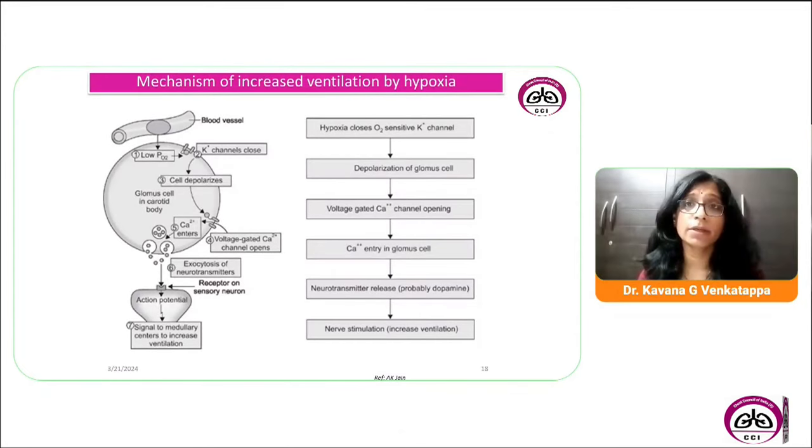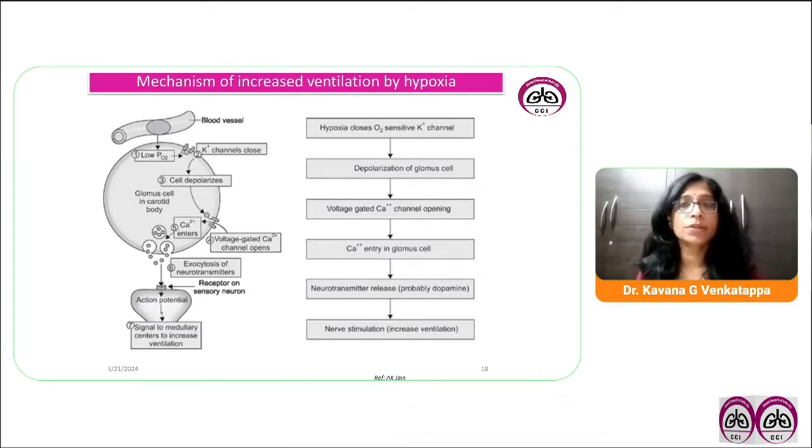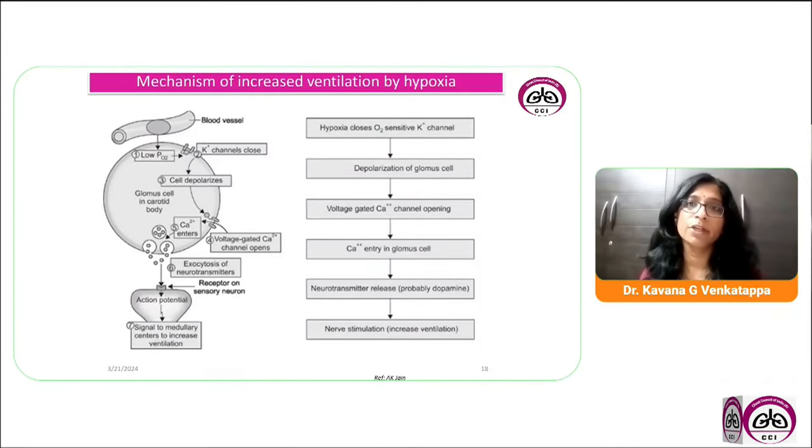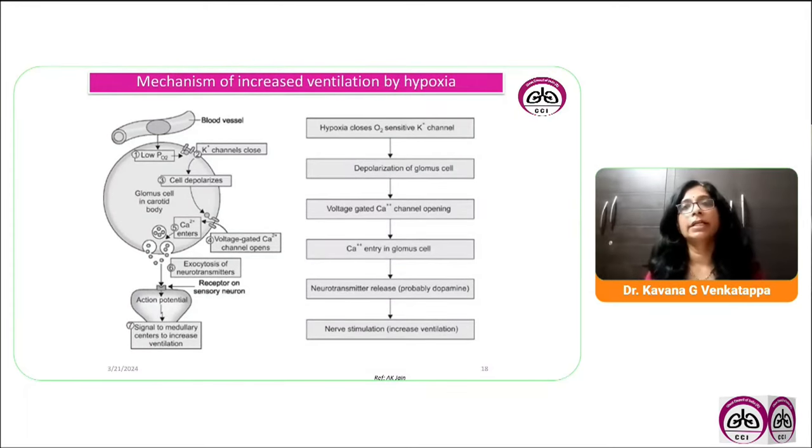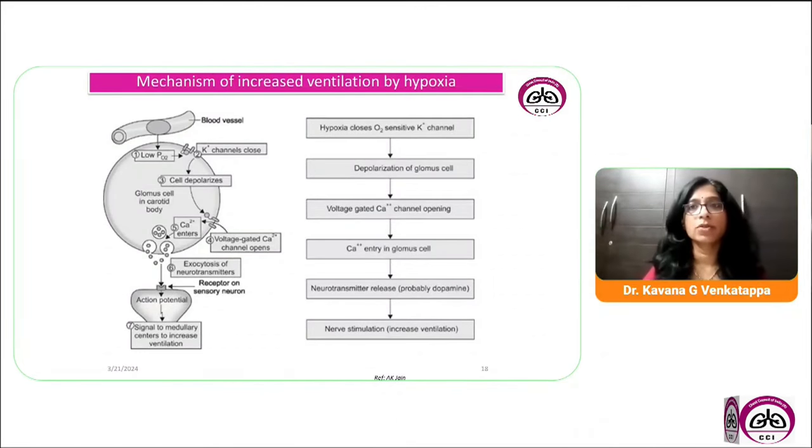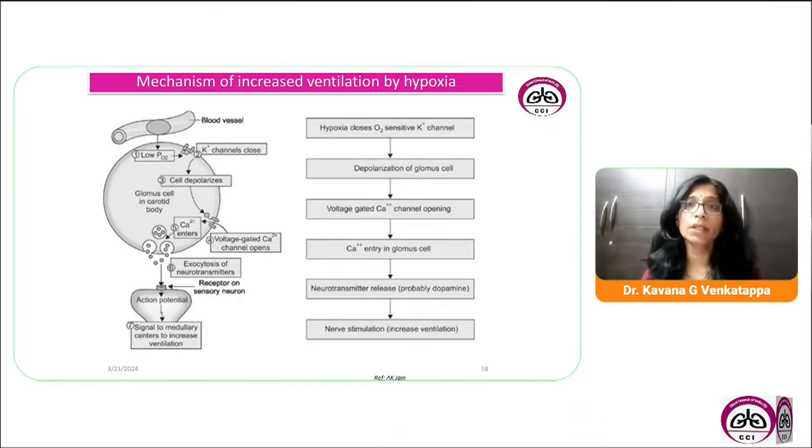Let me brief you on how hypoxia, that is low PO2, closes the oxygen-sensitive potassium channels, because of which the glomus cell depolarizes and calcium enters. We can see the influx of calcium in the picture, which causes the synaptic vesicles, filled with the neurotransmitter dopamine, to move towards the membrane, where there is exocytosis and release of the neurotransmitter, which combines with the receptors on the glossopharyngeal nerve ending, activating action potential generation. This signal is transferred to the medullary centers, which again increases the ventilation. This is how hypoxia stimulates ventilation.